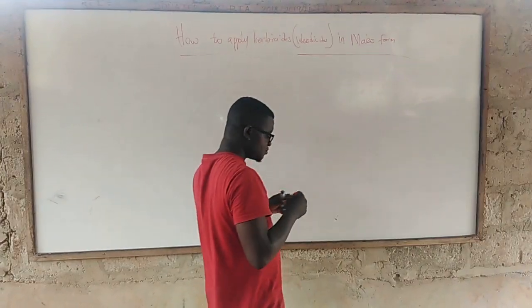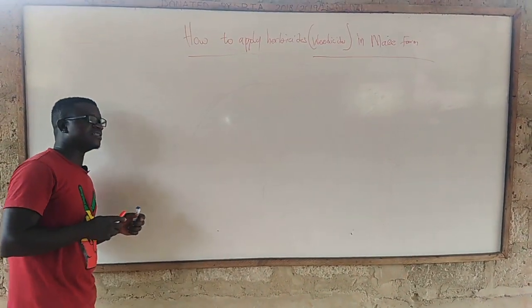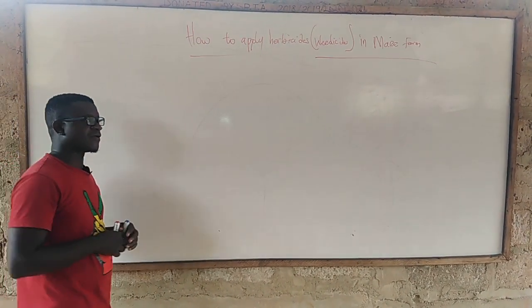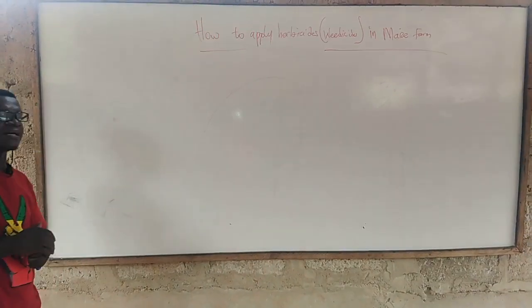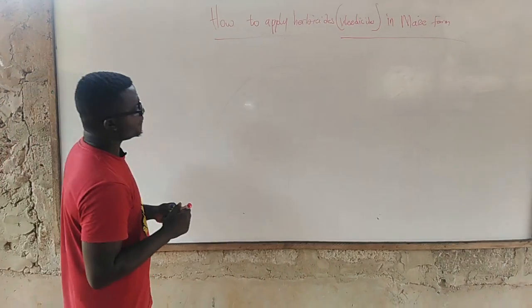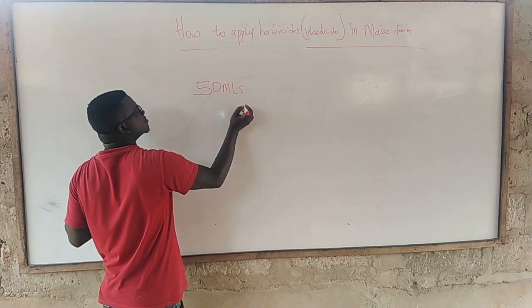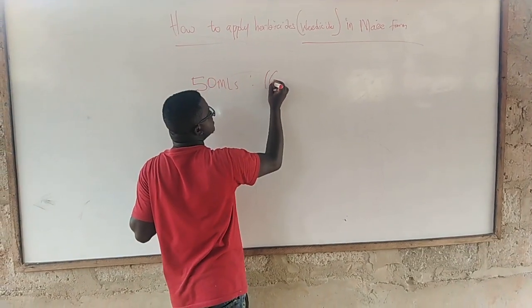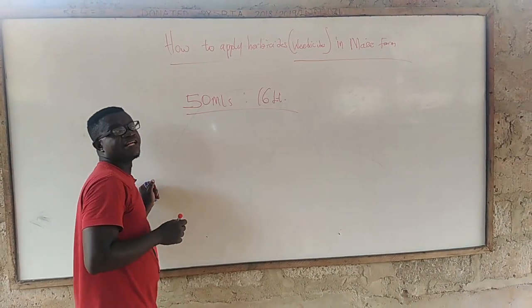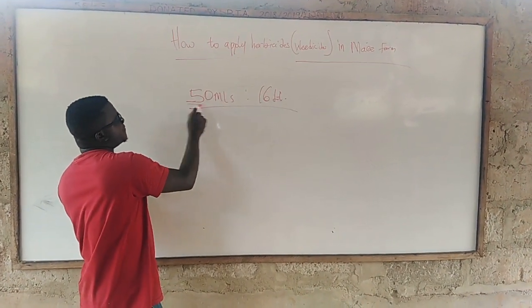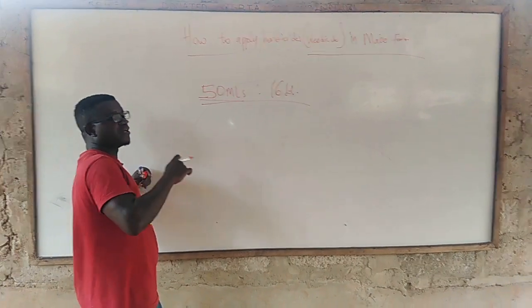Now, when doing the application, everything is stated on the label of every chemical that is produced synthetically. Basically, there are certain chemicals that go by the rate 50 mils. 50 mils is to 16 liters. Meaning you just take 50 mils of the particular chemical, though the rate will definitely be on the label.